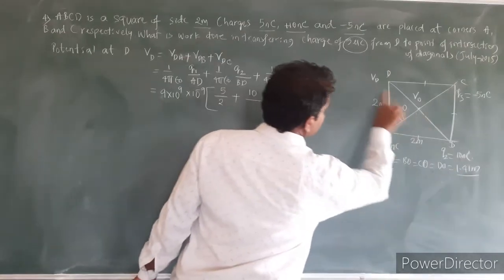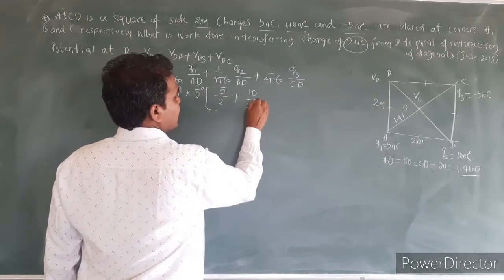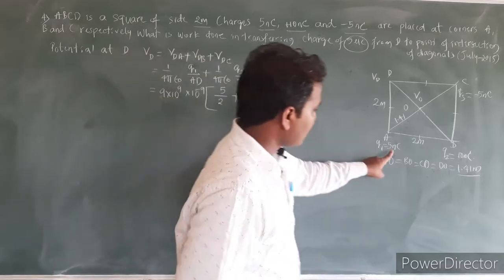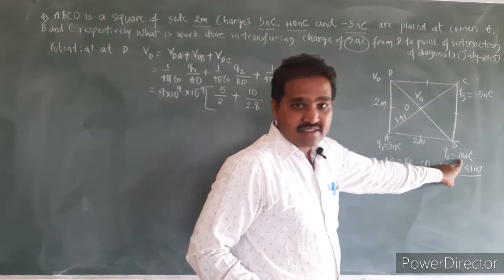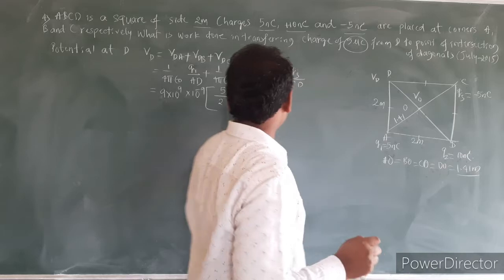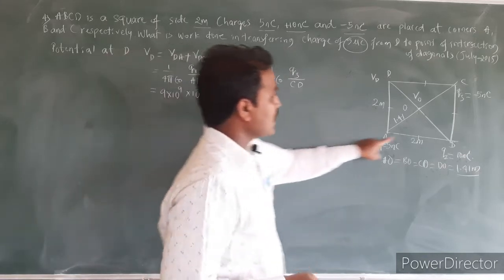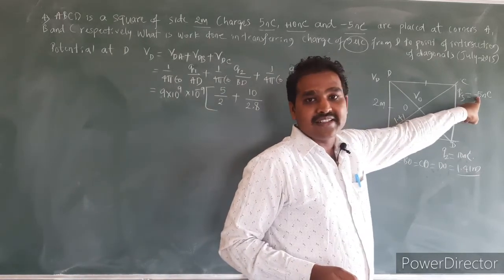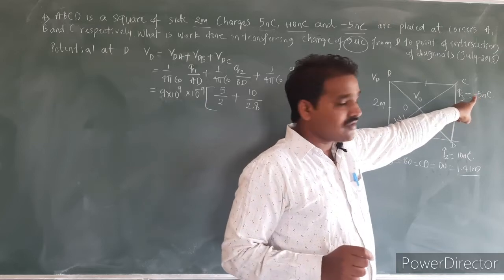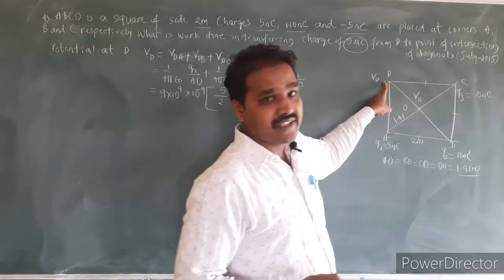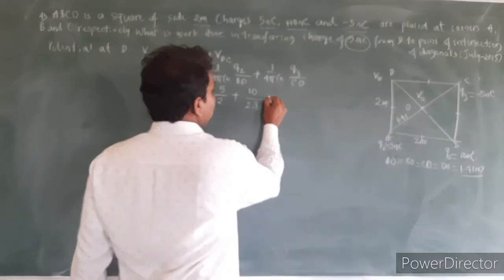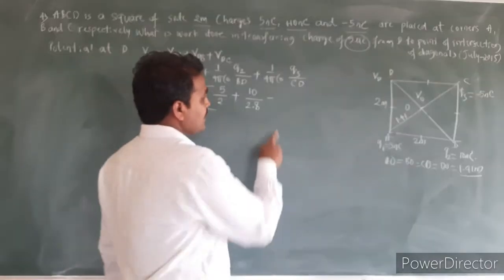And what is this distance? This is 2.8. Okay. And this source charge is positive. This source charge is also positive. Hence my potentials are also positive. But look at the third charge here. Third charge is negative. Hence the potential because of this negative charge at point D will also be negative. So I write minus here. Okay, by the same convention I write minus.